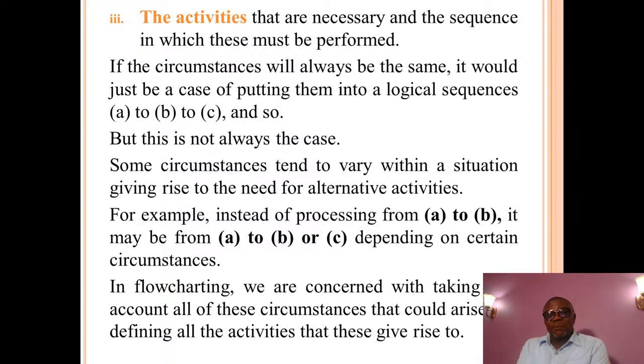For example, instead of processing from A to B, it may be from A to B or to C, in which case B and C are alternatives, depending on certain circumstances. In flowcharting, we are concerned with taking into account all of these circumstances that could arise and defining all the activities that these give rise to.